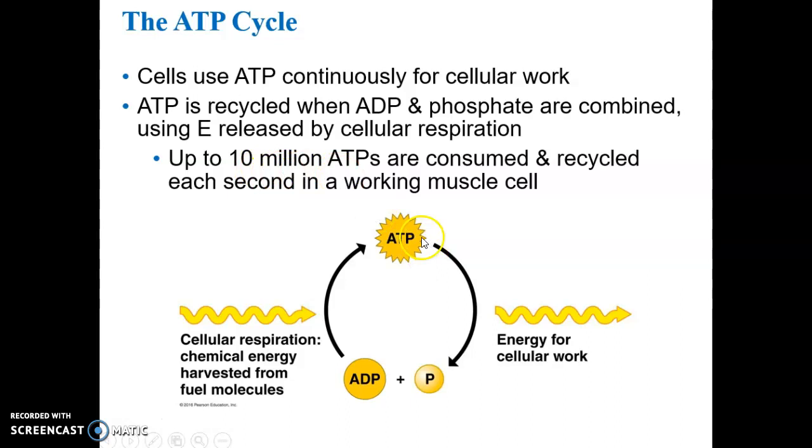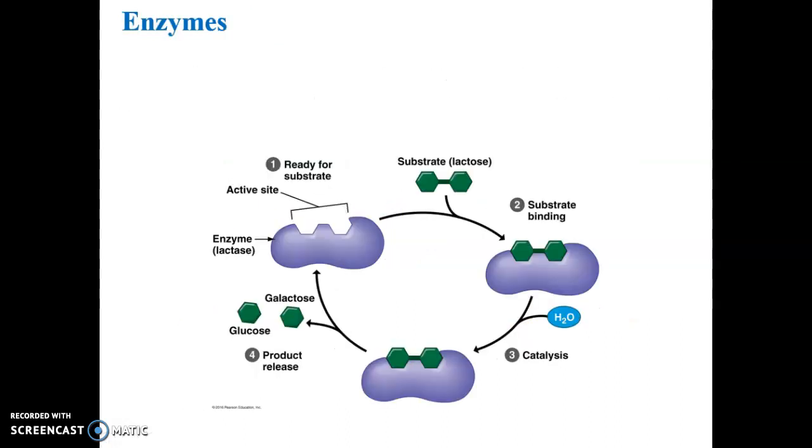You can use up to 10 million ATPs per second in a heavily active working muscle cell. Right? If you're at the gym or at home now working out vigorously, your muscle cells can be using up millions of ATPs per second per cell. So you're constantly recycling these components, right? And generating a lot of excess heat that heats up your body, and that's one reason why you sweat, or the main reason why you sweat when you exercise vigorously.